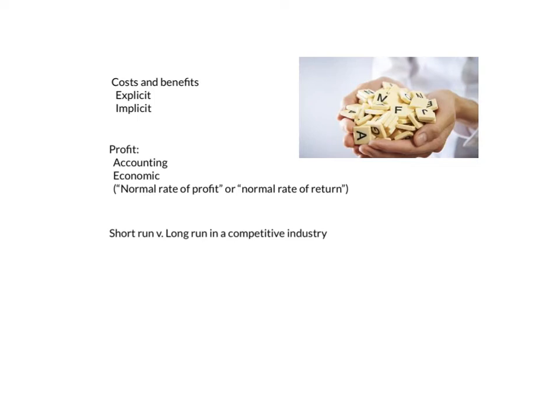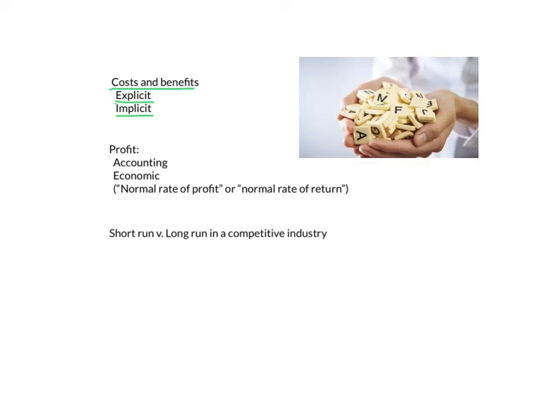I wanted to go over some of the key terms to know as we discuss firms in the economy and the economic logic of firm behavior and individual behavior too. First off, let's think of costs and benefits. So in economics, we make a point of distinguishing between explicit costs and benefits and implicit costs and benefits.